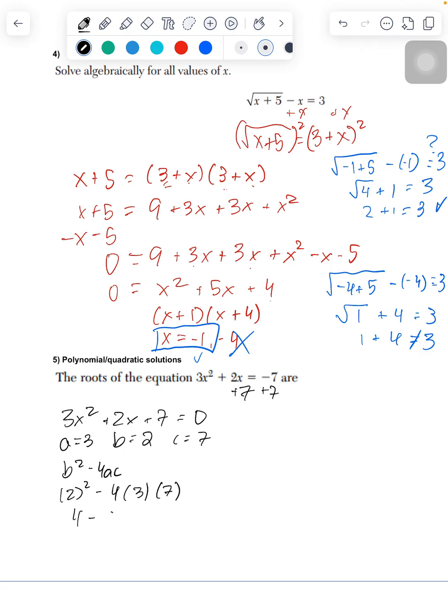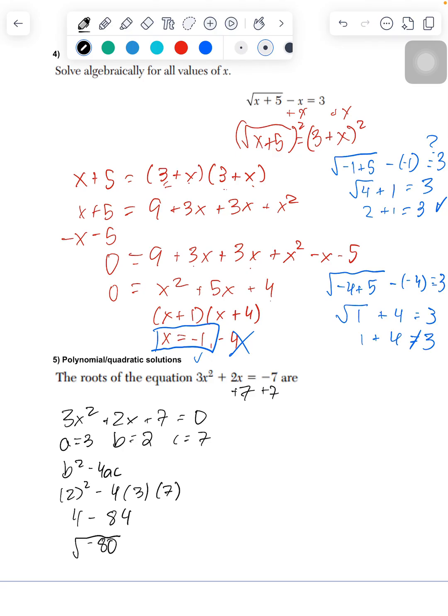is going to be 84. So I'm going to get 4 minus 84. So I'm going to get minus 80. Whoa, this is a negative square root. A negative square root implies what kind of solution here? This is going to be a complex solution, right?